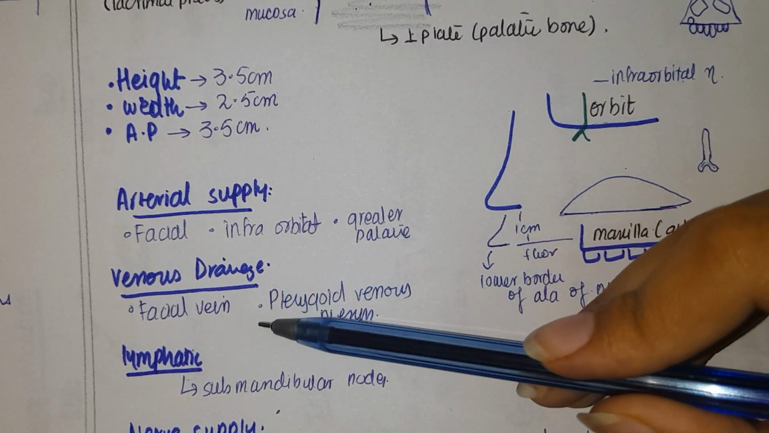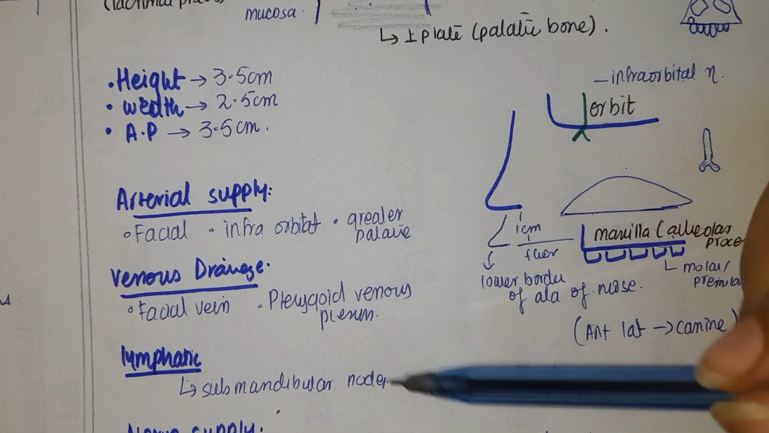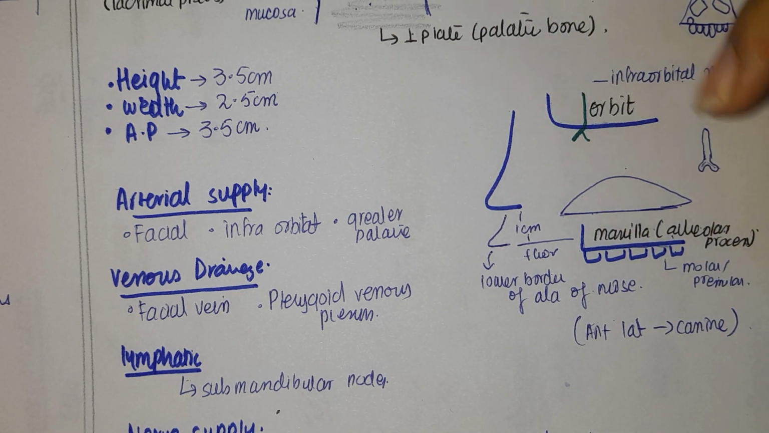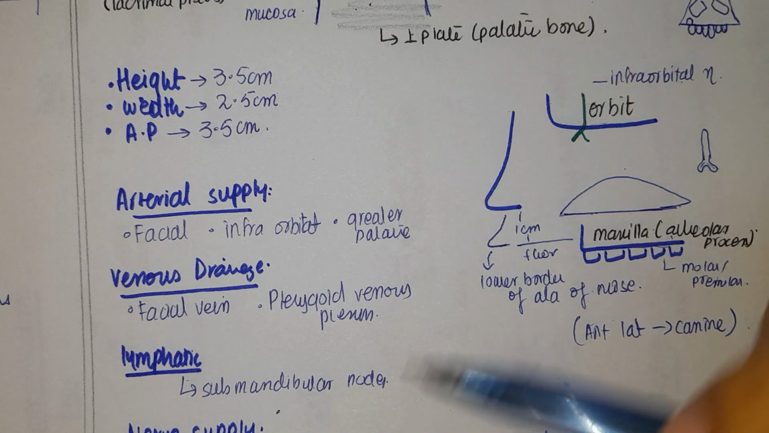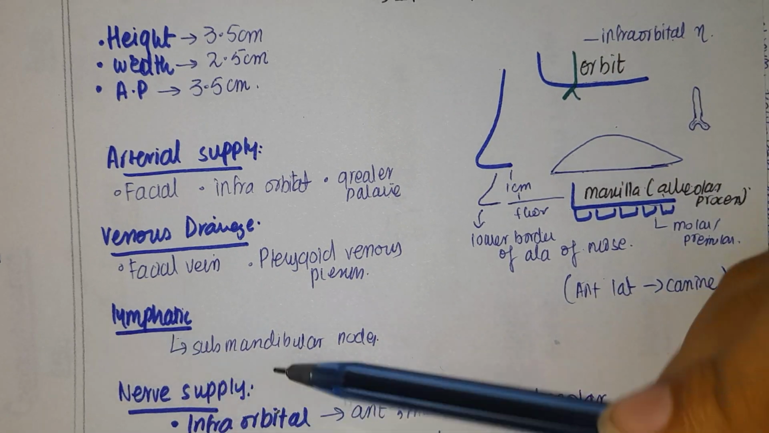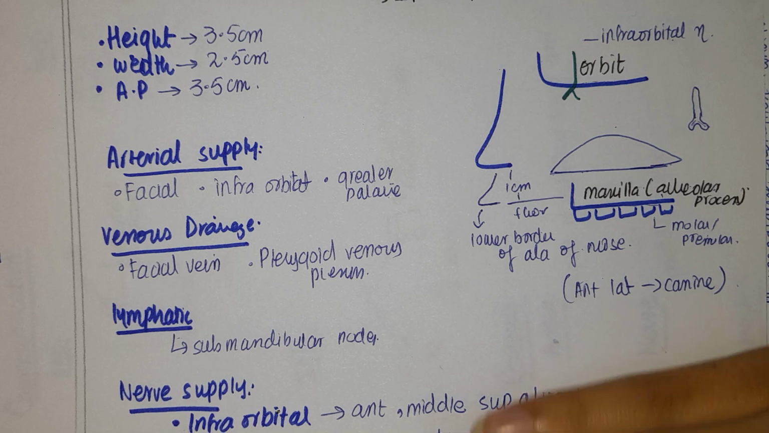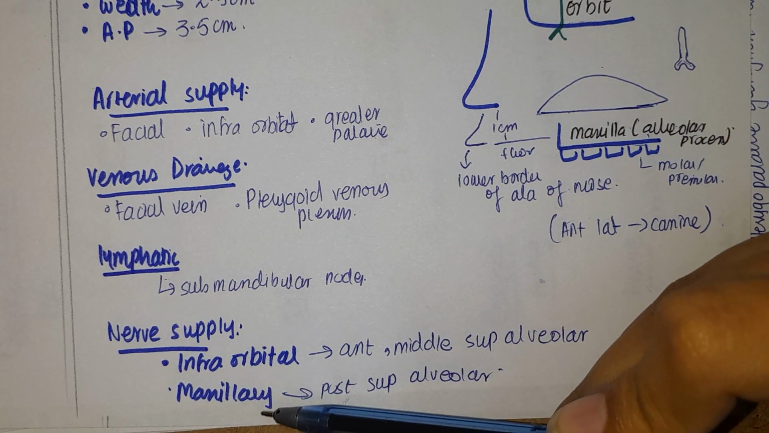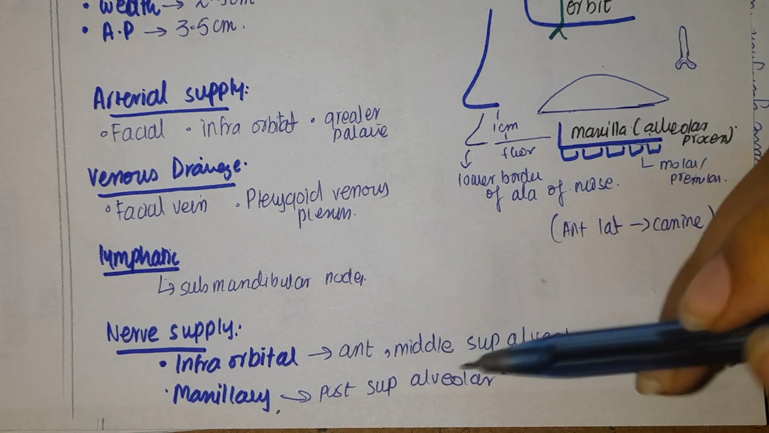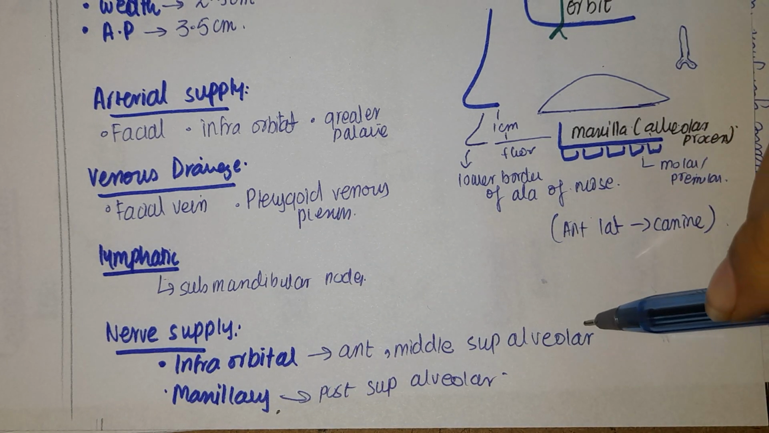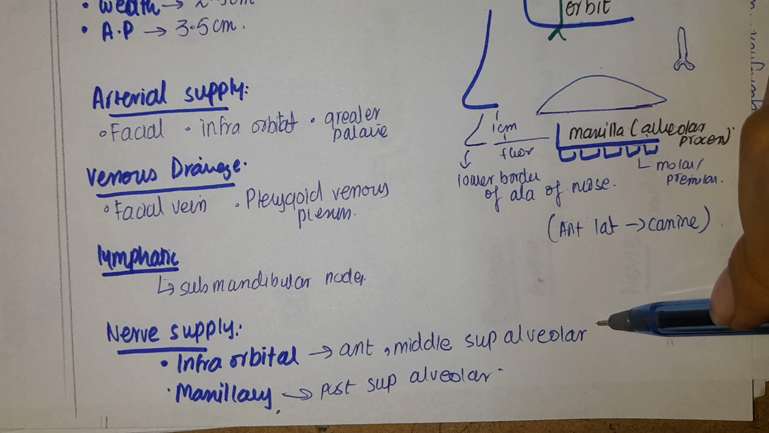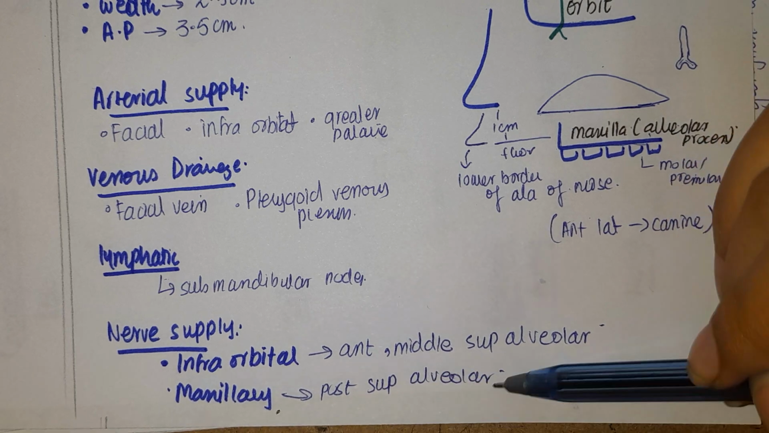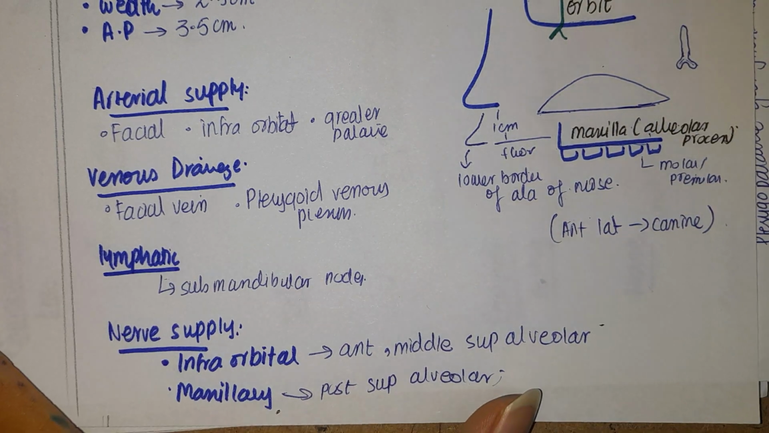Now venous drainage is either into the facial vein or into the pterygoid venous plexus, because this whole location is actually in the pterygoid fossa, so that is why the pterygoid venous plexus. And the lymphatics drain to the submandibular lymph nodes, and the nerve supply is via two things: one is the infraorbital nerve and one is the maxillary nerve. The infraorbital nerve has anterior and middle superior alveolar branches which supply it, whereas the maxillary nerve has the posterior superior alveolar branch which supplies the maxillary sinus.